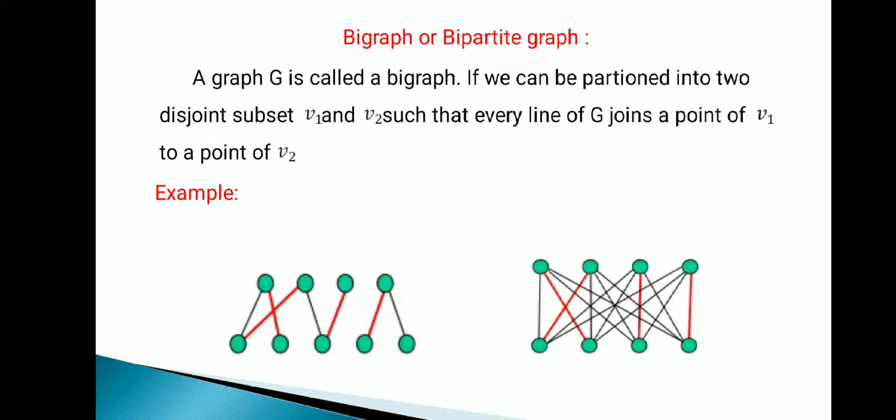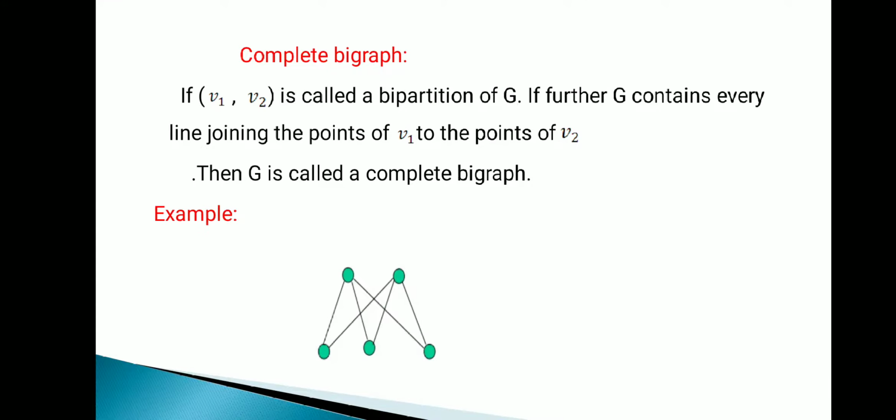Next, we are ready to see the special type, the complete bipartite graph. If V1, V2 is a bipartite partition of G, and further G contains every line joining a point of V1 to a point of V2, then G is called a complete bipartite graph. We consider this figure. The set V1 has 2 points and the set V2 has 3 points. Now look at the 2-point set. Each point must be connected to the other 3 points.